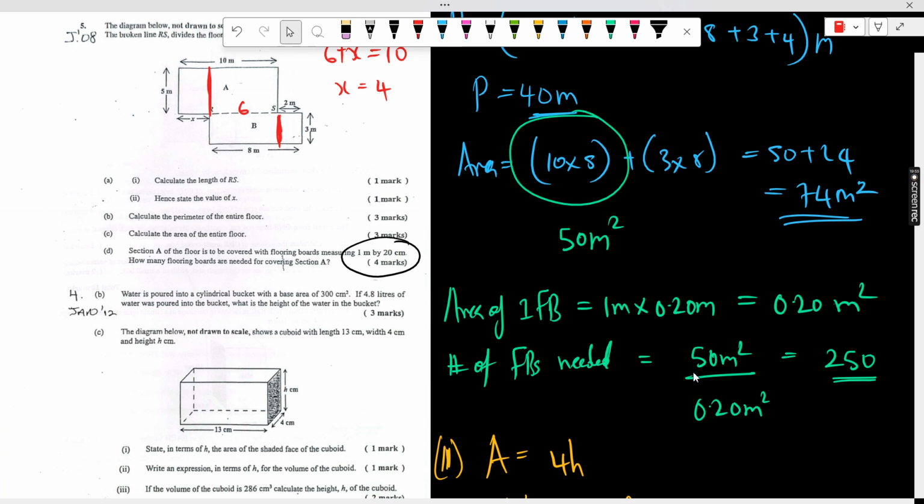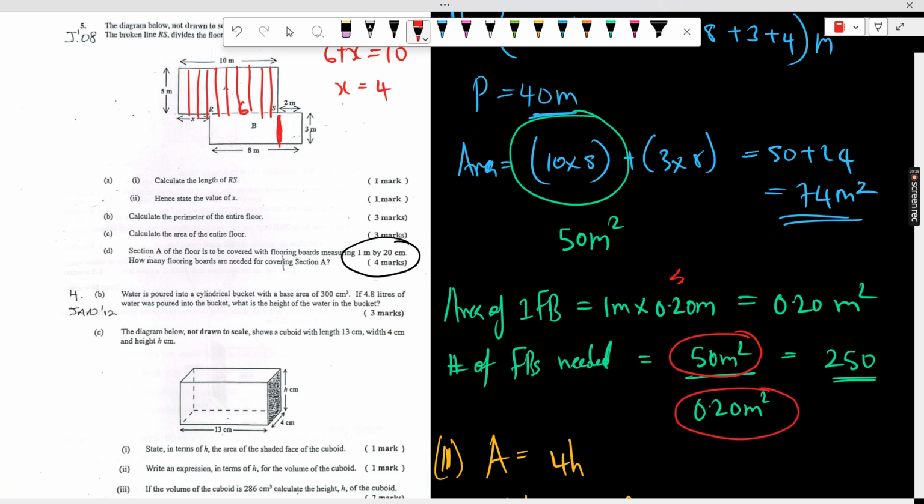So in this case, it's a similar thing. We're going to be covering the area of section A in flooring boards. But what we need to know is how many flooring boards we need to cover the entire area, right? So we find the total area of section A, and we find the area of one flooring board, and we divide them. So the total number of flooring boards needed is equal to the area of section A, which of course is 50 meters squared, divided by the area of one flooring board.